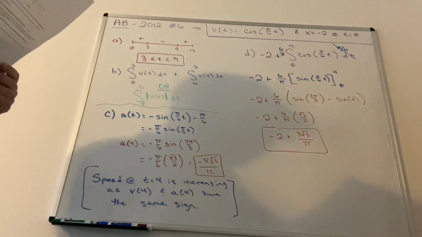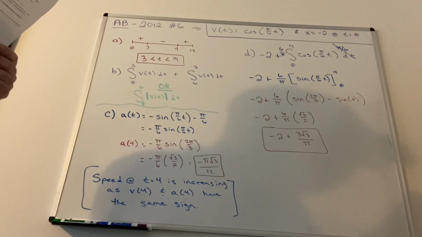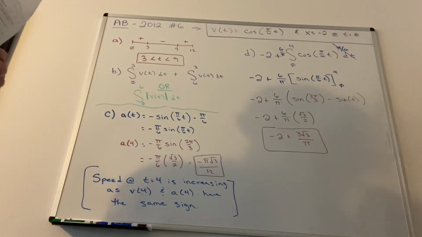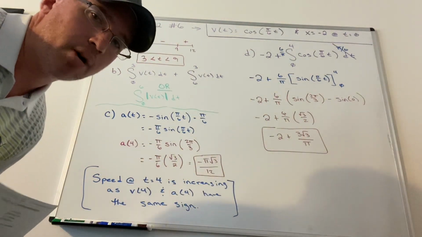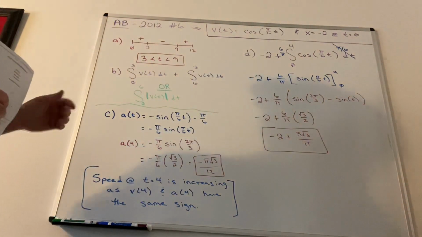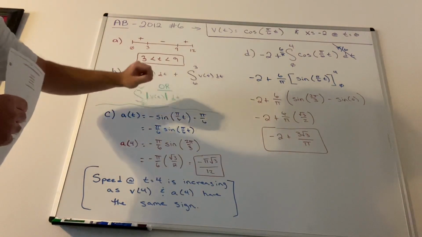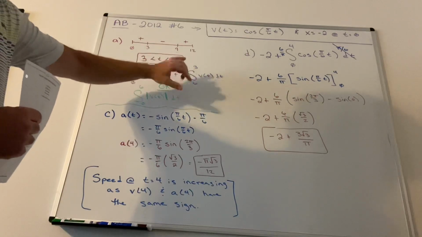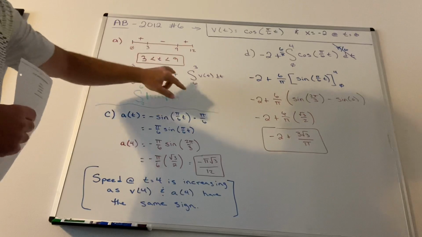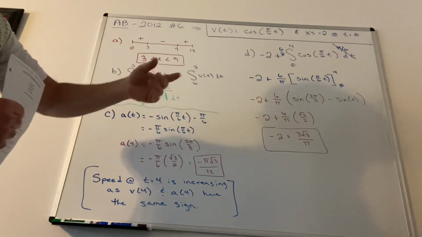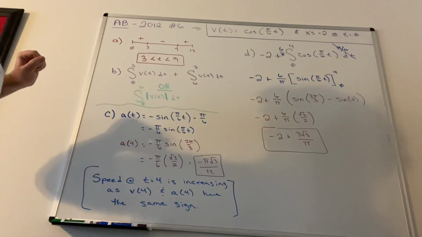All right, part B: write, but do not evaluate, an integral expression that gives the total distance traveled by the particle from time 0 to time 6. I gave you two options here. Option number 1 is to integrate from 0 to 3, and then add to it the integration from 6 to 3. I flipped my limits there because I know velocity is negative between 3 and 6, so flipping my limits turns my answer positive.